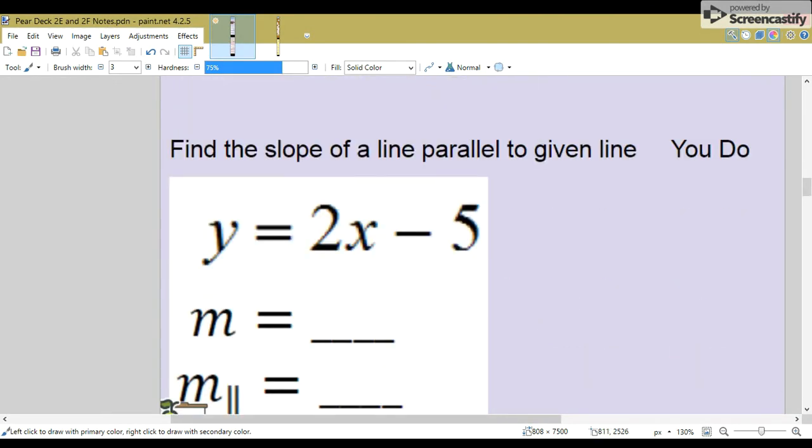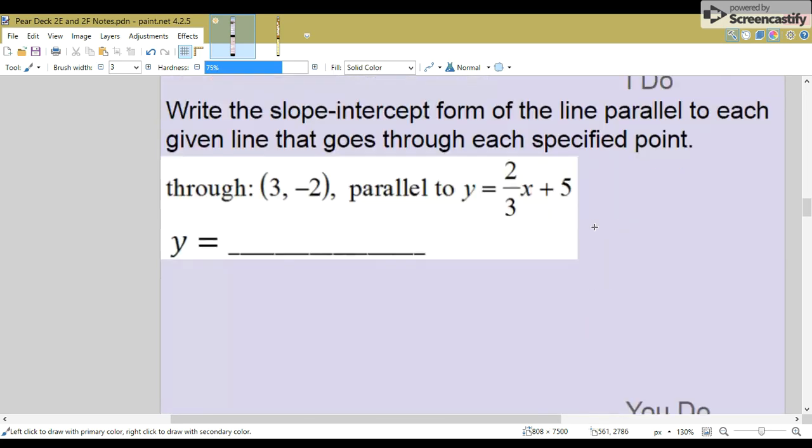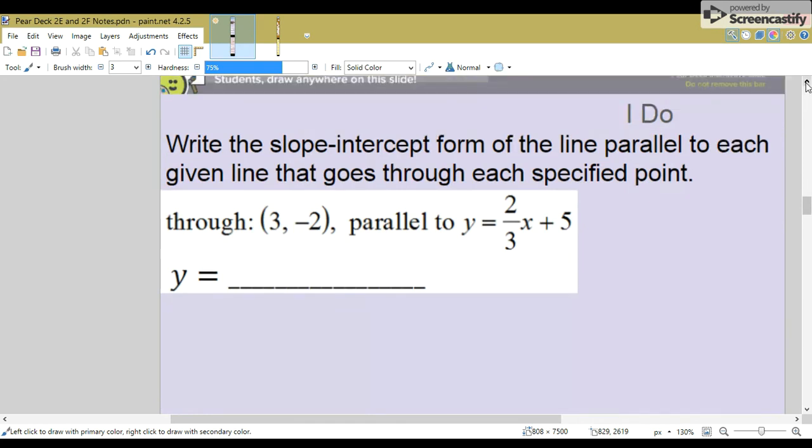On your Pear Deck slide, do this one. Find the slope of a line parallel to the given line. y equals 2x minus 5. You should get 2 as your slope for both. Let's look at the next one.